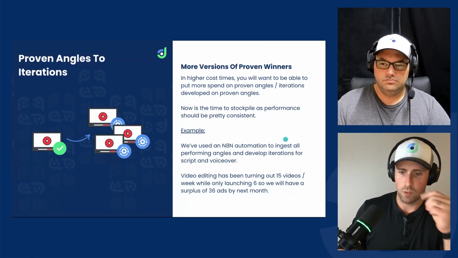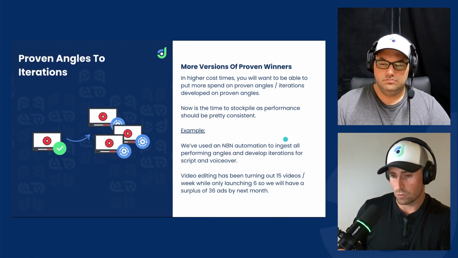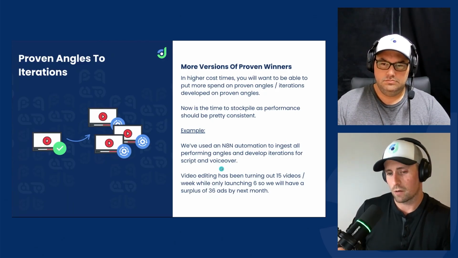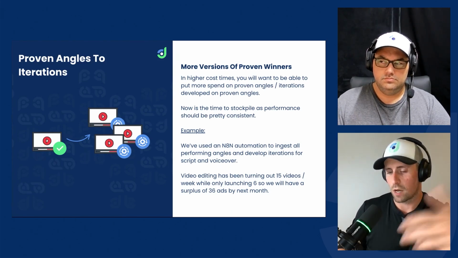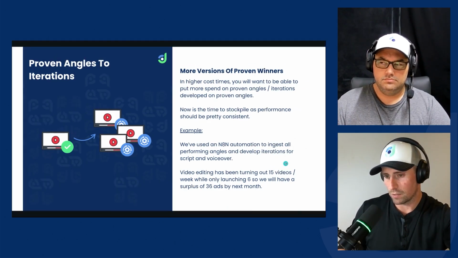So we've used an N8N automation, which I'll show you here in just a second, to ingest all of our performing angles and develop iterations, scripts, and voiceovers. And this has allowed our video editing team to turn out 15 videos a week while we only launch 6, so we can stockpile 36 ads in a month.